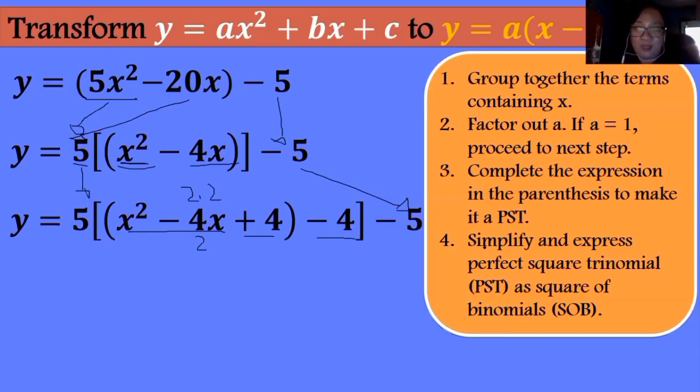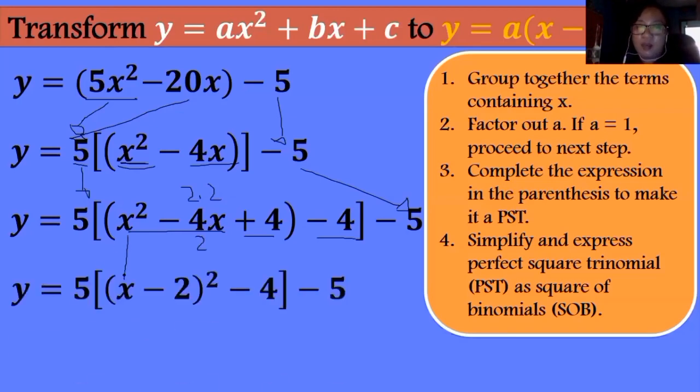Next, simplify and express the perfect square trinomial, or PST, as a square of binomials, or what we call SOB. So copy 5. The square root of x squared is x. Copy the sign of the second term. The square root of 4 is 2. Then place it in a parenthesis and raise it by 2. Then copy negative 4, bracket, copy minus 5.